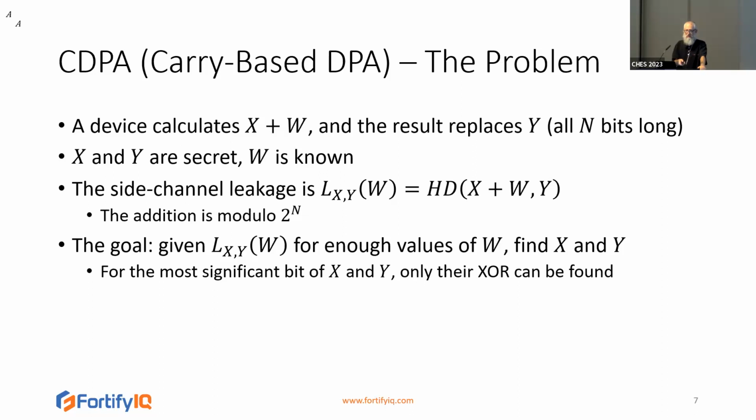Note that simultaneously flipping the two most significant bits of X and Y does not change the Hamming distance. So these two bits cannot be found, only their XOR. So we are going to find this XOR of the most significant bits of X and Y, and all the rest of the bits of X and Y.